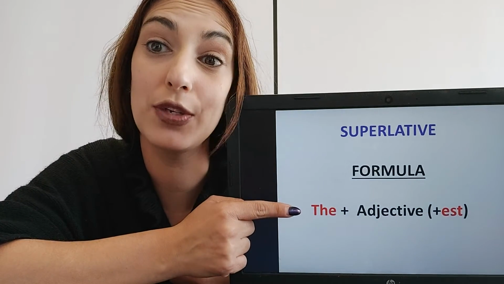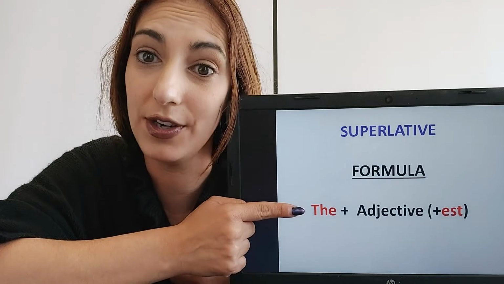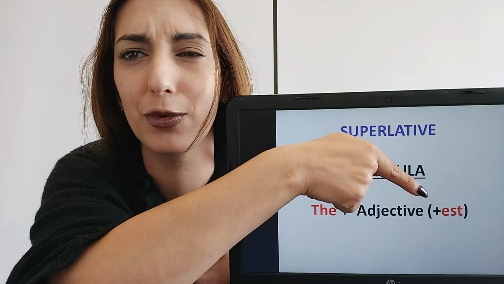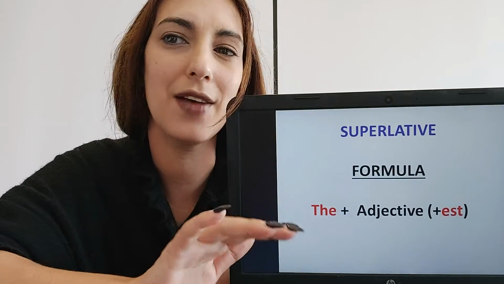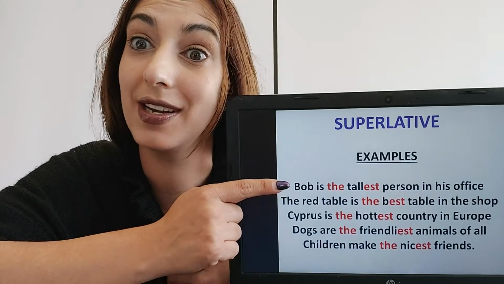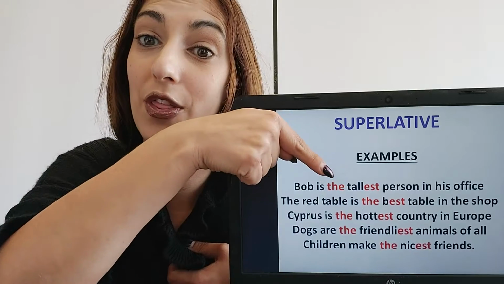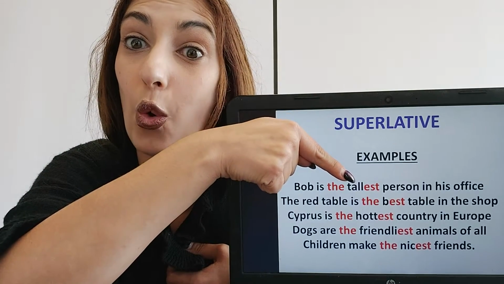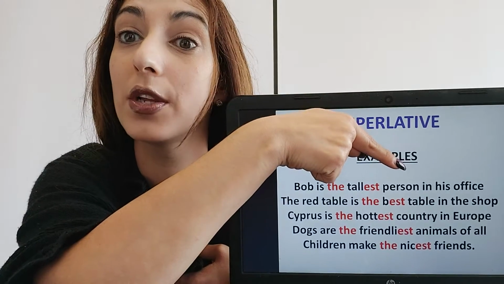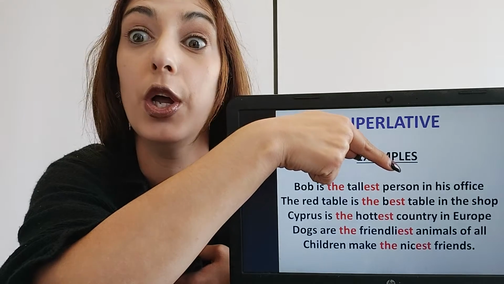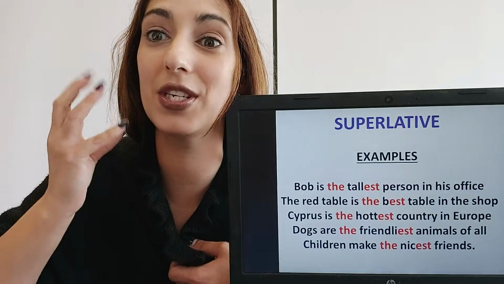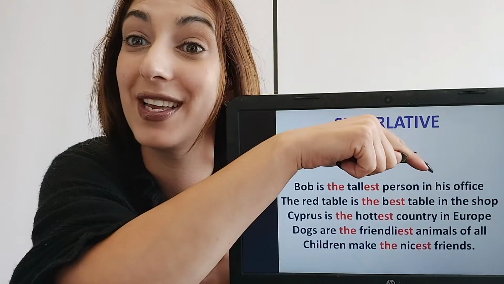Now, to make the superlative form, we need to put the word the first. Then we have our adjective, and then we add est. And of course, there'll be some spelling rules for this a little bit later. So let's have a look. Bob is the tallest person in his office. So you see I have the word the. I took the adjective tall. I add est. And then I tell you who he is the tallest of. For example, he is the tallest person in his office. So within a group. Okay, so he is the tallest in this particular group who are in his office.